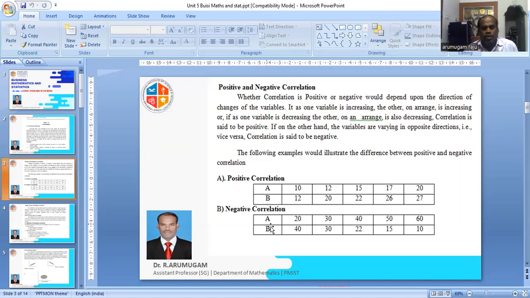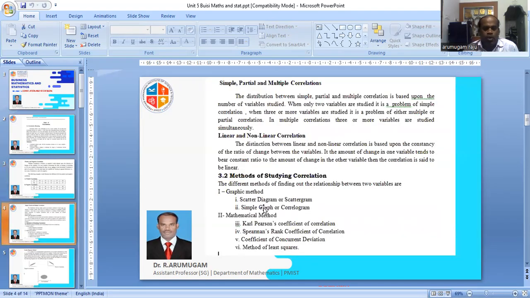But in negative correlation, see this example: if one variable is increasing and the other variable is decreasing, right? Therefore, the given correlation is said to be negative. The next one is simple, partial, and multiple correlation. Simple correlation is nothing but taking only a two-variable relationship. Multiple correlation is taking a relationship of more than two variables, right? In a similar way, partial correlation means we take more than two variables while excluding some other variable.